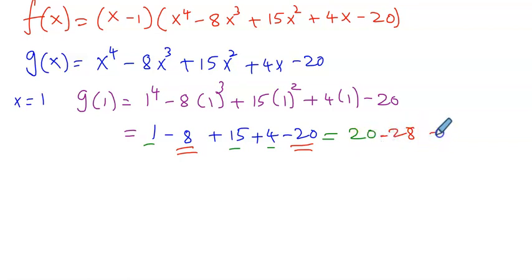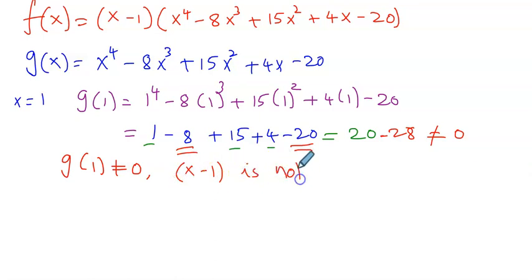20 minus 28 is not equal to 0, right? You don't get a 0. So g of 1 is not equal to 0. Hence I can say x minus 1 is not a factor of g of x. So 1 is not good. I didn't get a 0 with 1. So what is the next option?